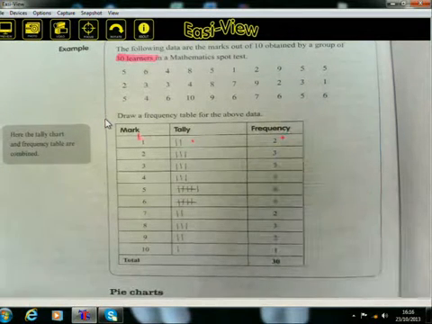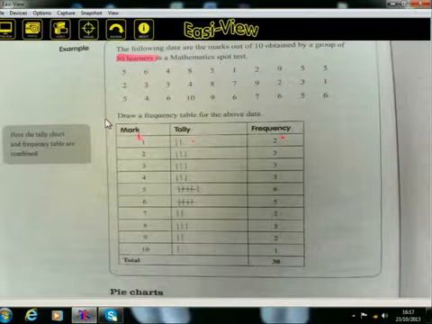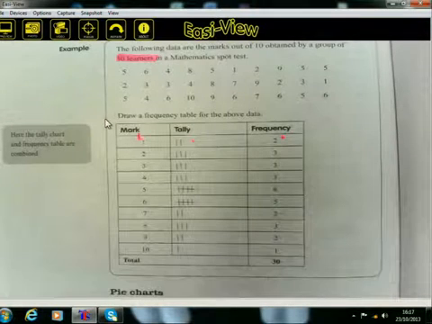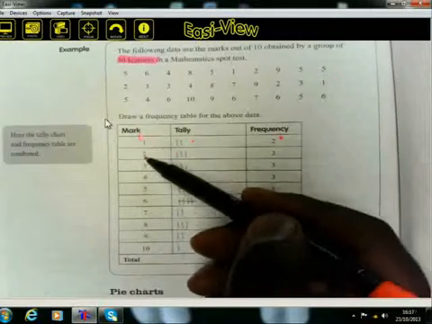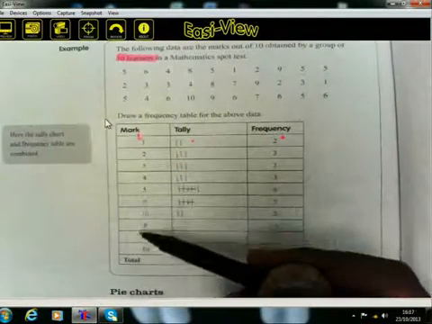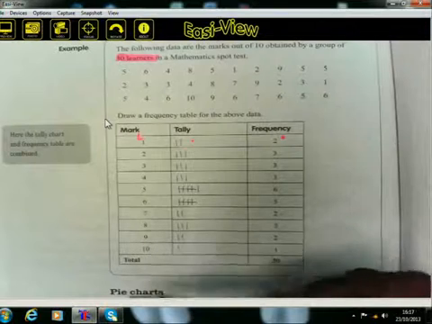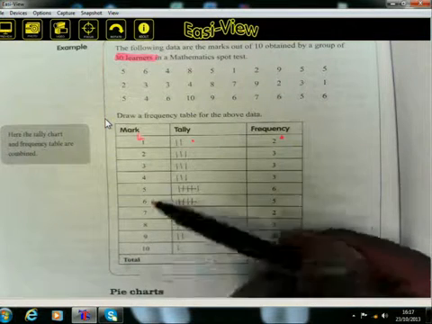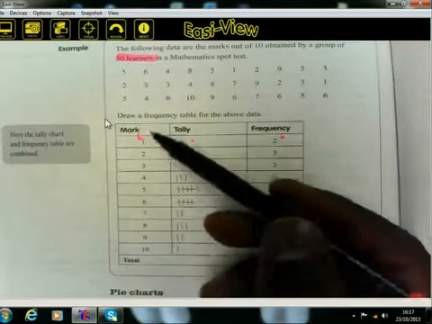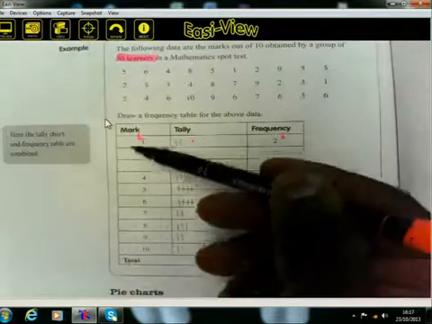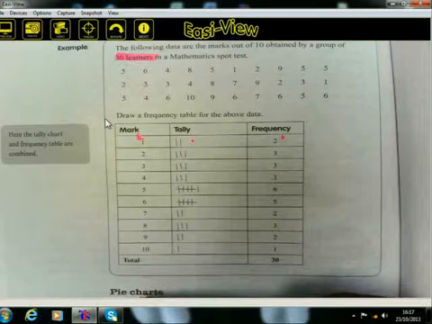Now, let's double check. What is written there? I wrote all those numbers. It's 1, 2, 3, 4, 5, 6, 7, 8, 9, 10. Remember, the test is out of 10. Now, because this one is a very simple one, I can write it 1 up to 10.